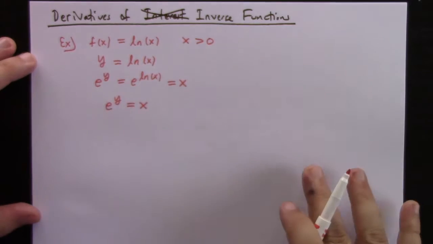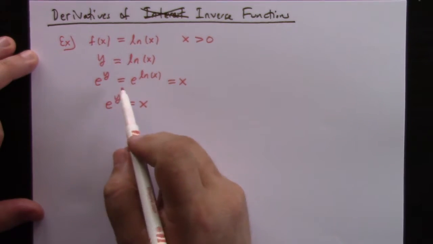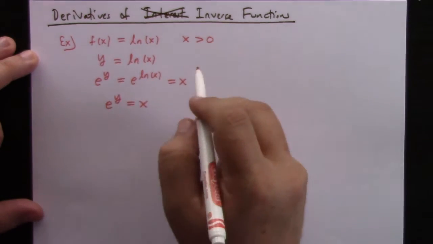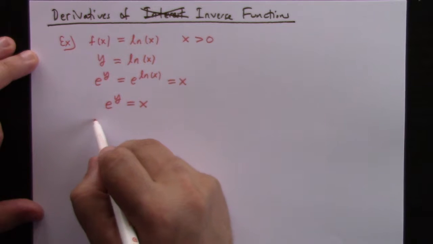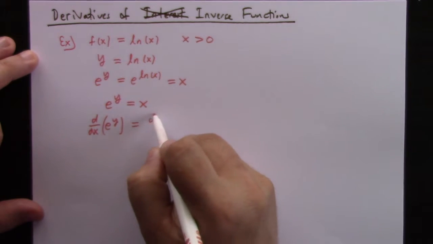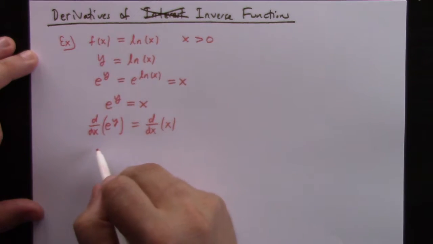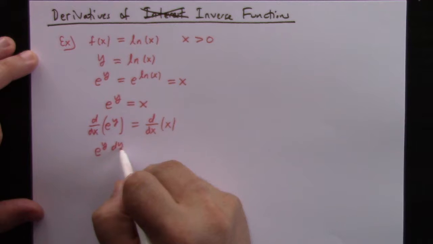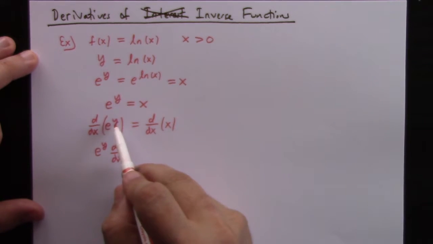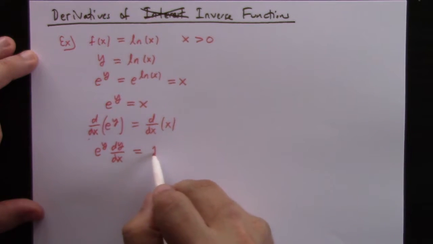Now what I do then is differentiate both sides, and I use the chain rule. y is a function of x, right? So I take the derivative of both sides. d dx of e to the y is equal to d dx of x, which is just 1. So we get e to the y times dy dx. Notice that the dy dx has to be there because we're differentiating a function of y with respect to x. So this chain rule applies. And this is equal to 1.